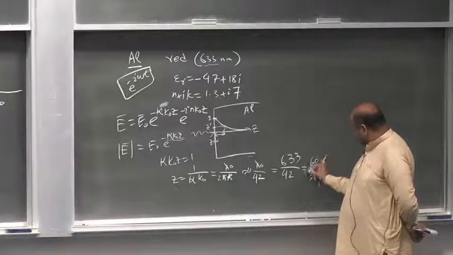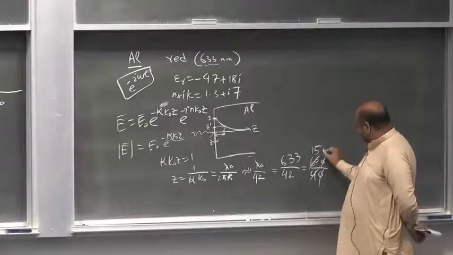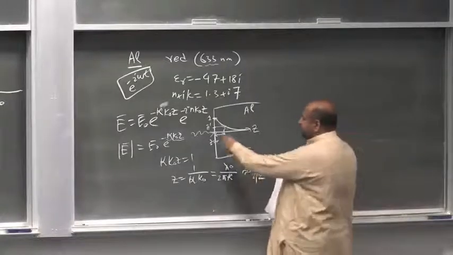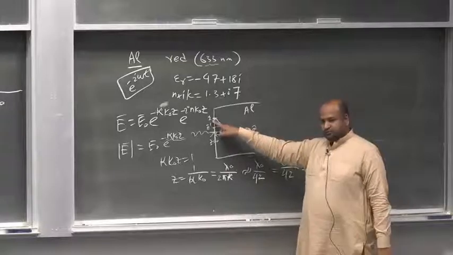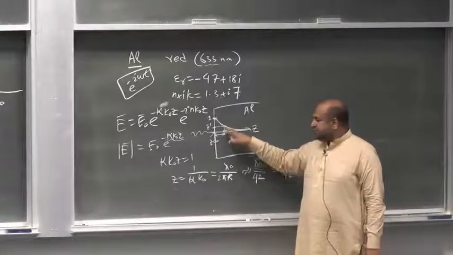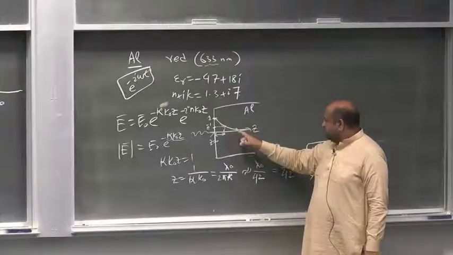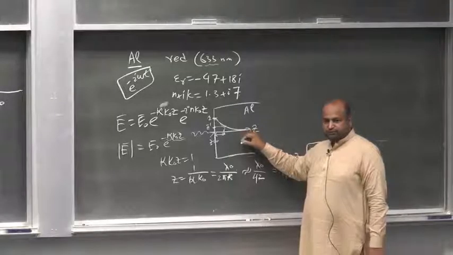So this is 15 nanometer. So roughly in 15 nanometer, the light would have decayed to 33% of its value at the interface. And let's say in another few nanometer, about 5 other nanometers, it would almost have gone to 0.